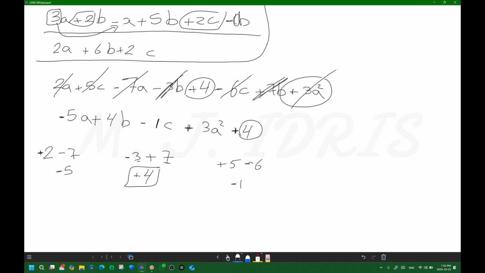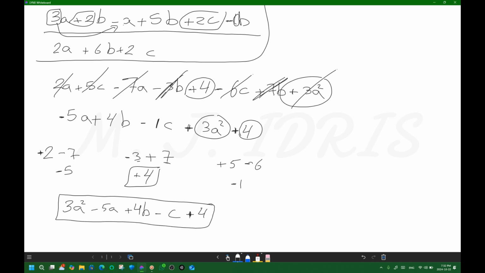So here I'll start with the highest power, that's this one, because its power is 2, squared. The final answer will be like this, 3A squared. Then I'll go in alphabetical order, negative 5A plus 4B minus C. Now this one here, the 1, should be hidden. Khalas, I know the answer is 1, but here I should hide it. Lastly, plus 4. This should be the final answer, simplified and everything.